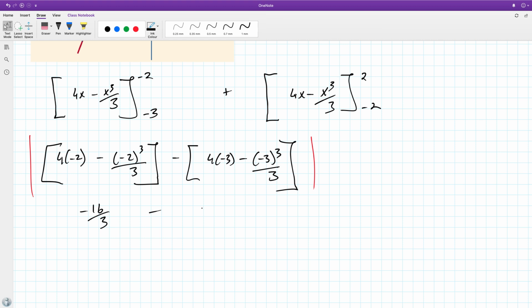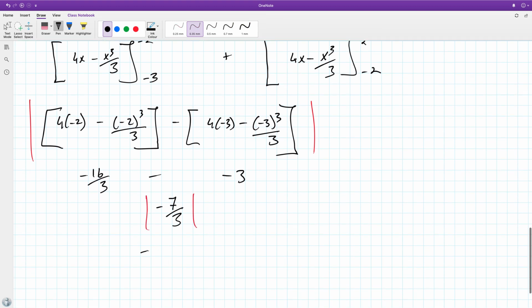Minus, back and change your numbers to minus 3 and minus 3, and we get minus 3. So minus 16 over 3 minus minus 3 is plus 3 is minus 7 over 3. We want the absolute value, so that becomes 7 over 3. We happy with that? Good stuff.